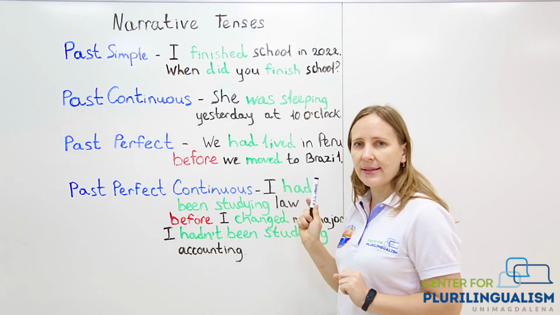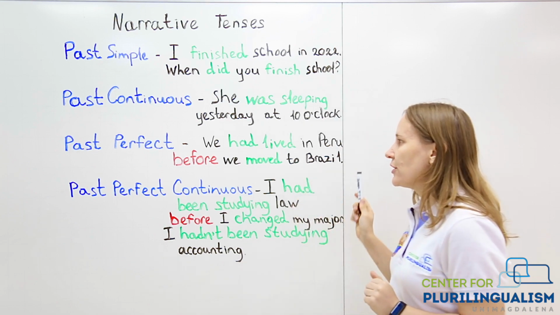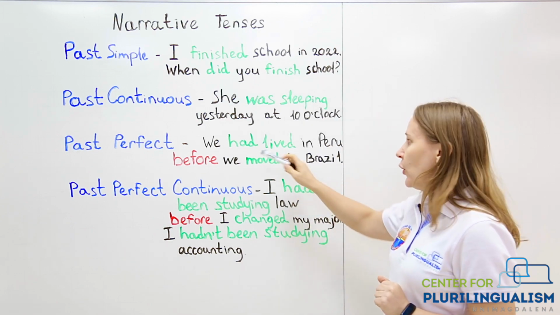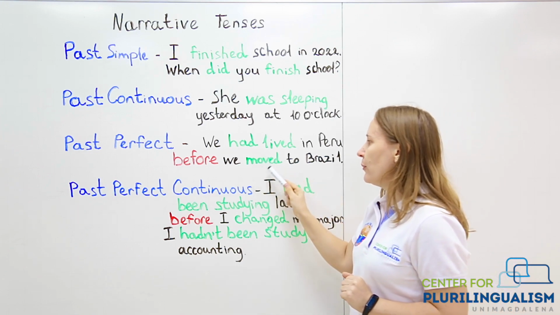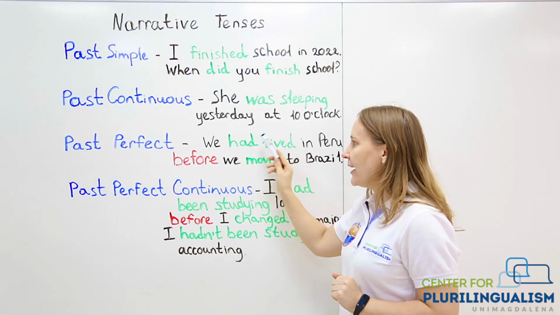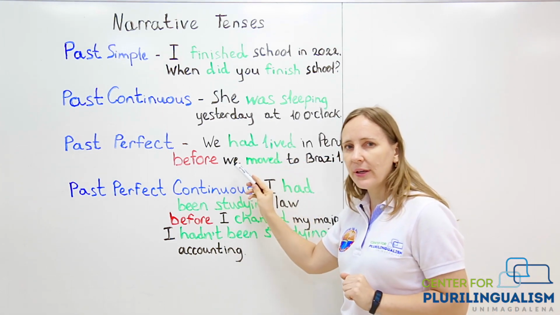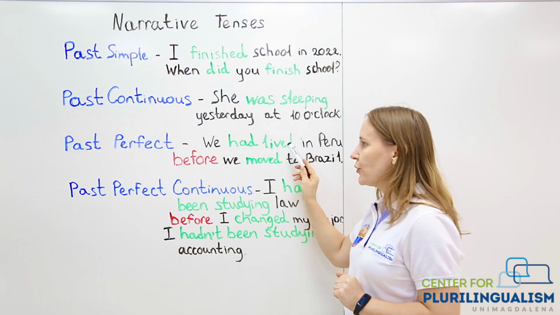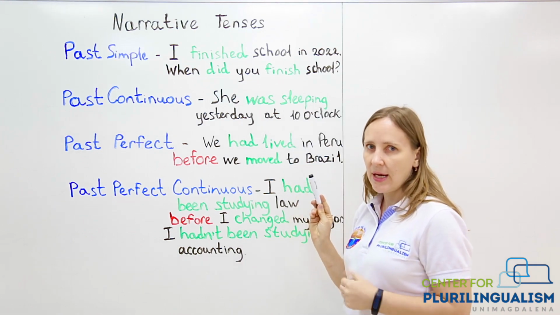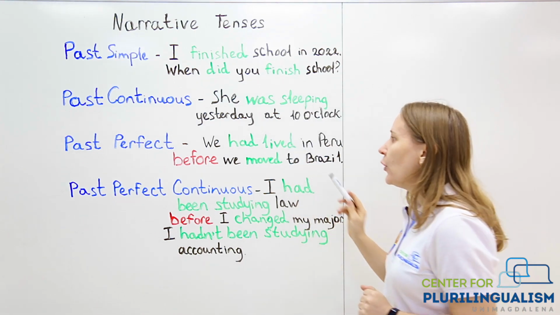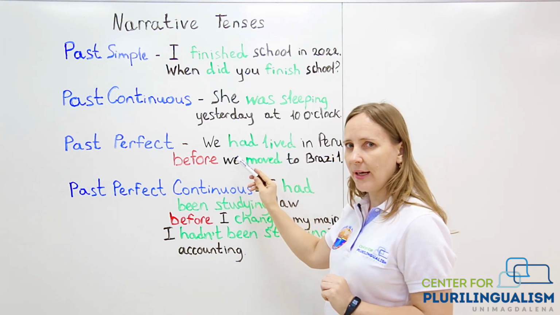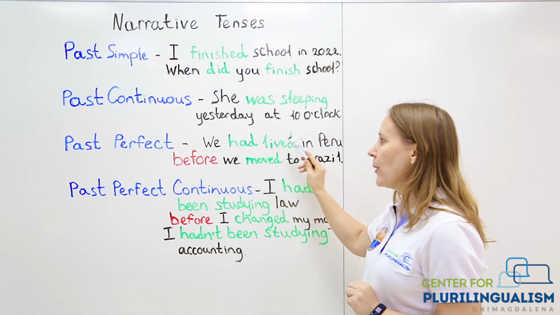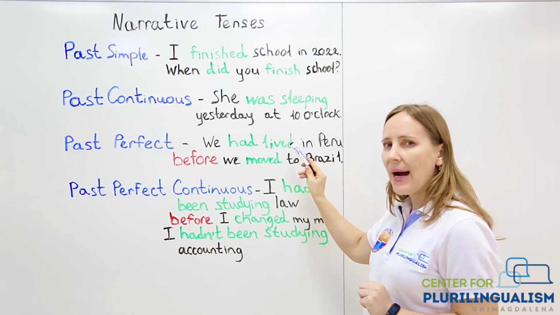If you look at these examples, let's analyze it. So what happened first? We had lived in Peru, and then we moved to Brazil. So the action that happened before another action in the past should be in past perfect. How do we use past perfect? We need to use auxiliary verb had all the time, and then the main verb should be in its past participle form.